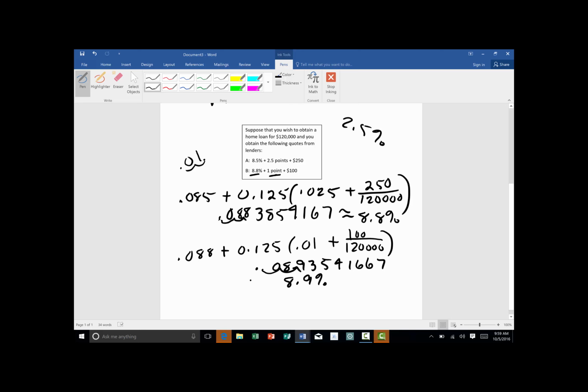So this one is actually higher. So the top one would be better. So it does have a lower interest rate. It does have more points. It has more of a fee. But in the long run, this will actually be the better interest rate. And it's not really 8.5 though. It's really 8.8. So A would be your better loan on that one.